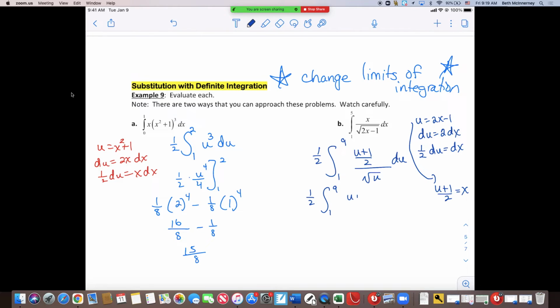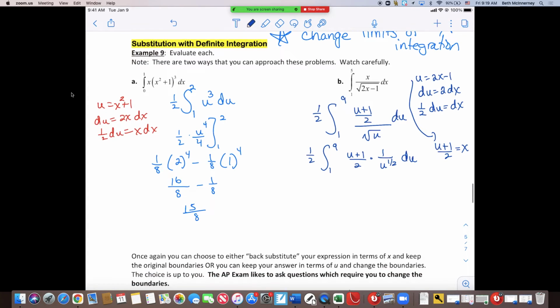All right, so this is u plus 1 over 2 times 1 over u to the 1/2. When you divide by the square root of u, that's the same as multiplying by its reciprocal. I'm going to pull that other 2 out. And see if you can go with me. This will be u to the 1/2 plus u to the negative 1/2 du.